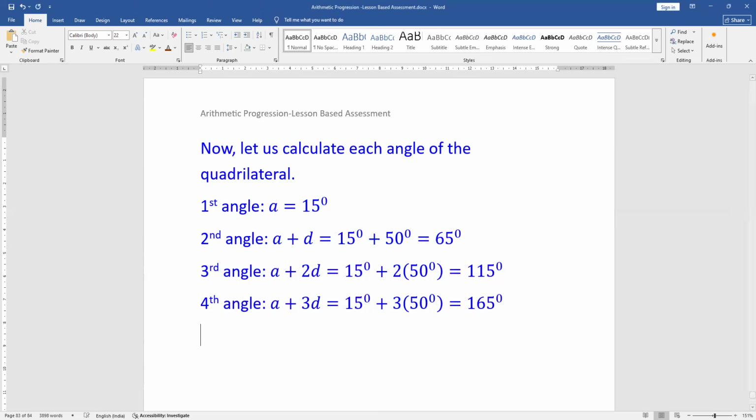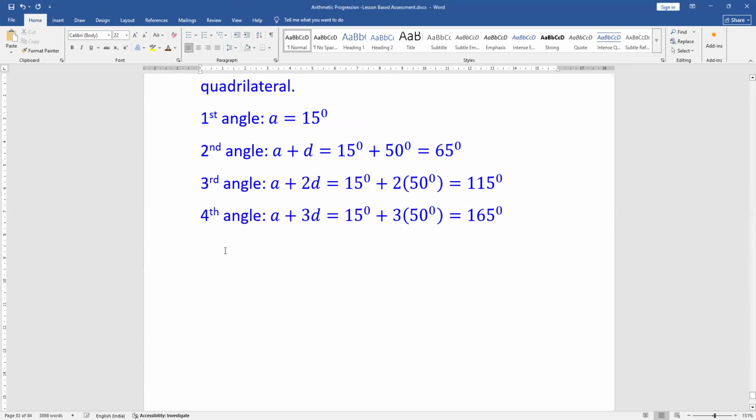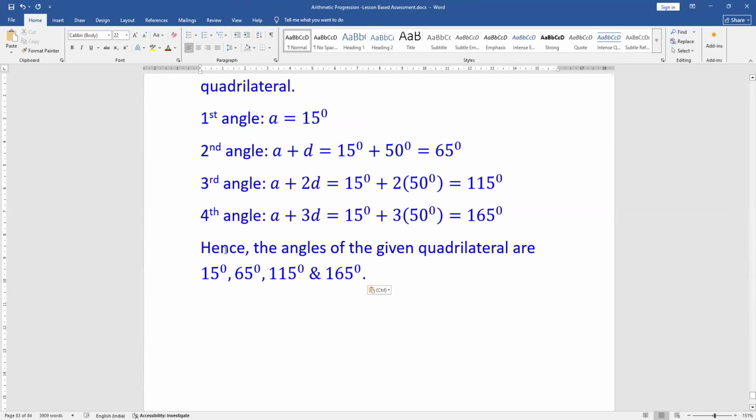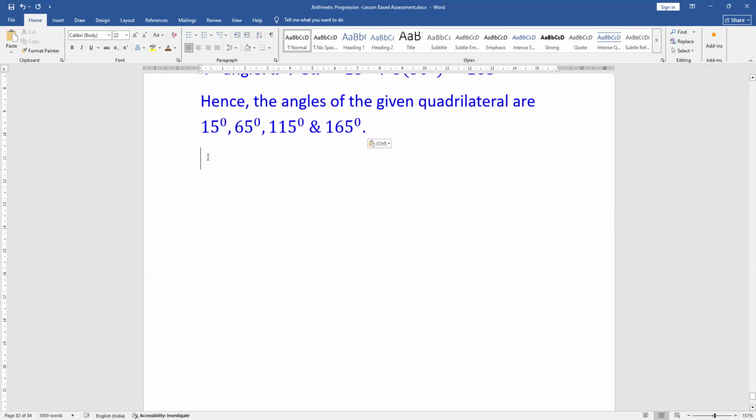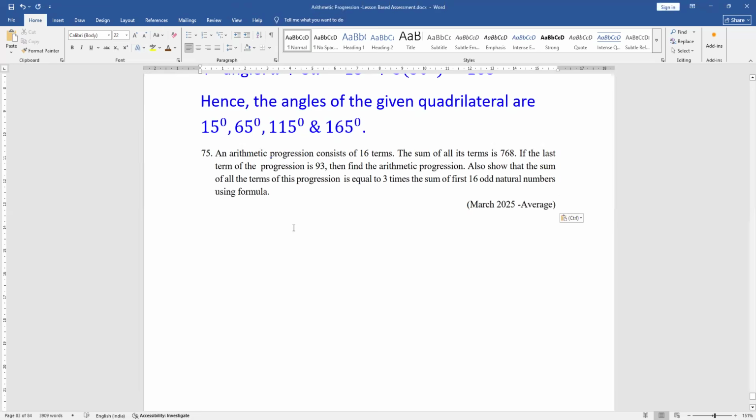Okay. So now I got all these angles. So we have 15, 65, 115, and 165. So we write the concluding statement. Hence the angles of the given quadrilateral are 15 degrees, 65 degrees, 115 and 165 degrees. Okay. Now I move on to problem number 75.